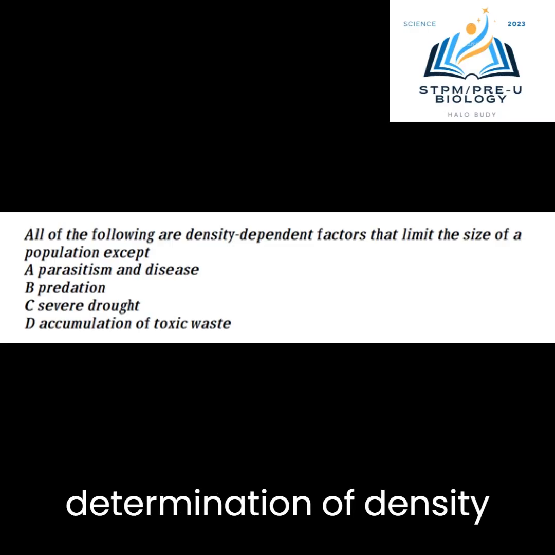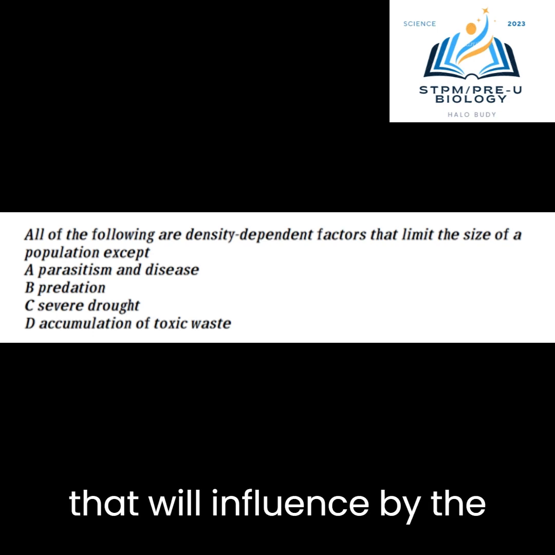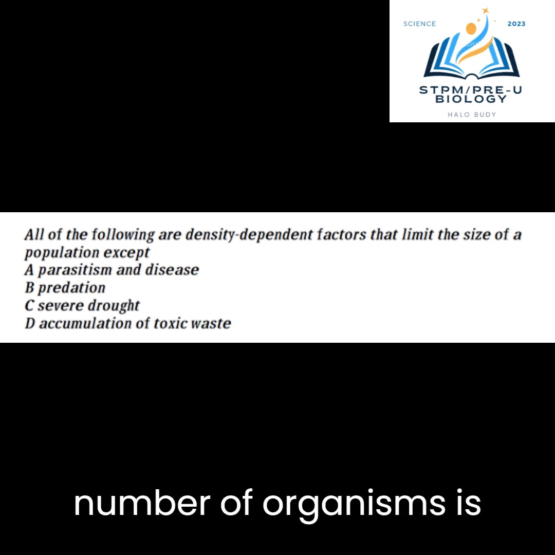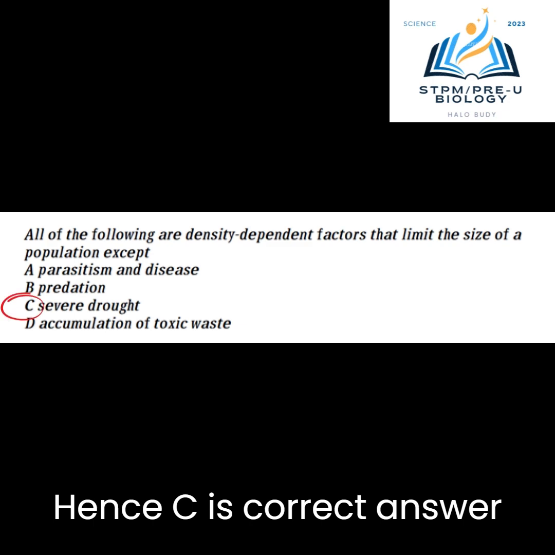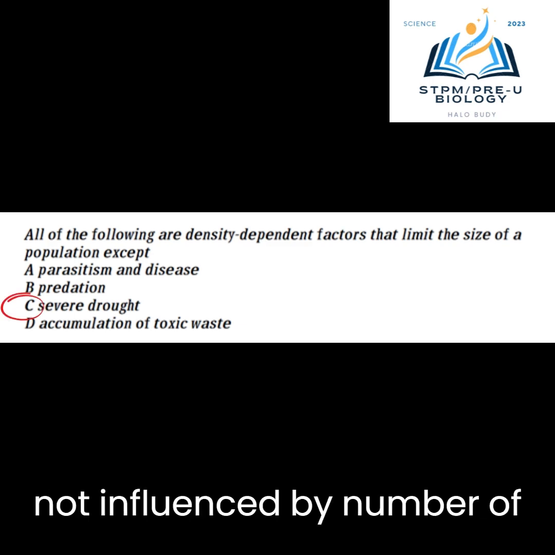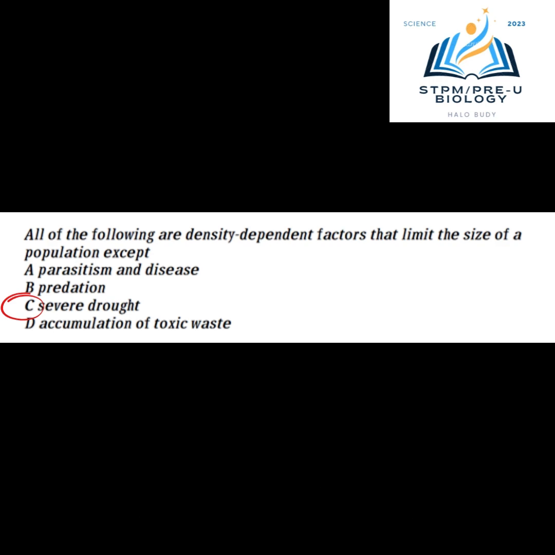This question is about determination of density-dependent factors. A factor that is influenced by the number of organisms is a density-dependent factor. Hence, C is the correct answer because severe drought is not influenced by the number of organisms, it is influenced by the environment.